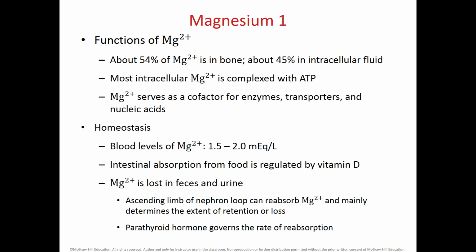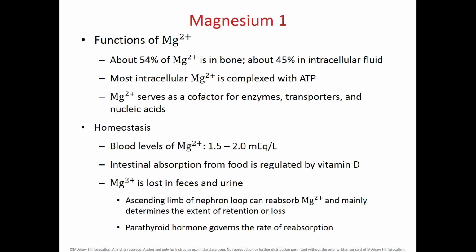Okay, for magnesium. Magnesium is combined with ions in the bone. Around 54% of magnesium is found in the bone and 45% in the intracellular fluid. Now, in the intracellular fluid, magnesium will be combined with ATP, and it will also help to form a complex with enzymes, so it's a cofactor for enzymes, for transporters and nucleic acids.